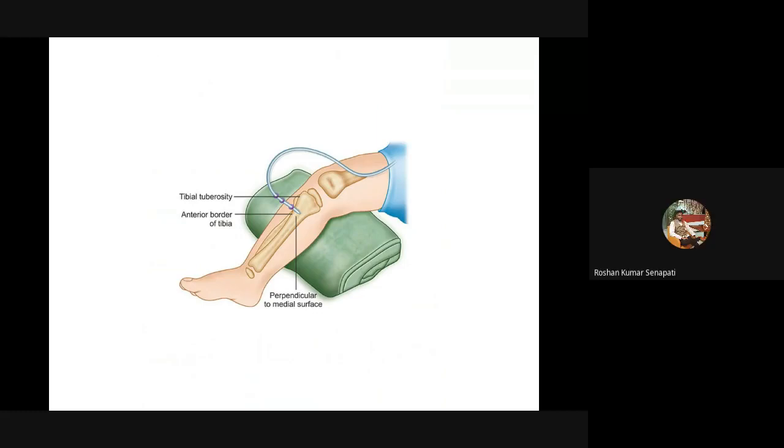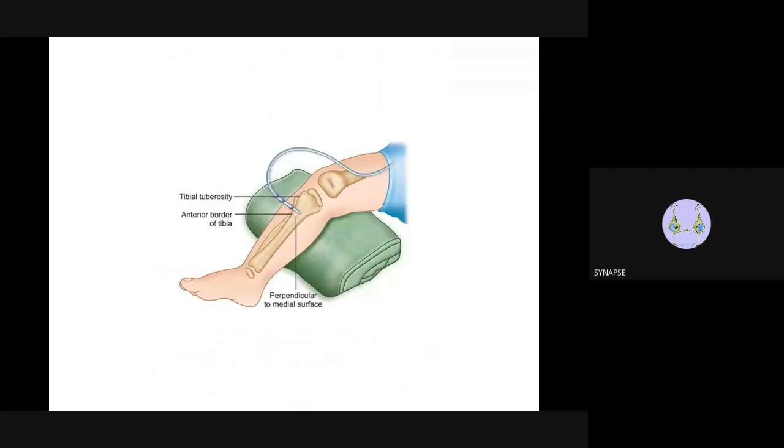You're using a cannula and you're going into the marrow, tibial marrow. So you will go around 2 to 3 centimeters below the tibial tuberosity, as you can see in the picture. Then you will go into the marrow and you give the fluids through that. This is nothing but intraosseous cannulation, which is normally done in children less than 6 years. Is that okay?